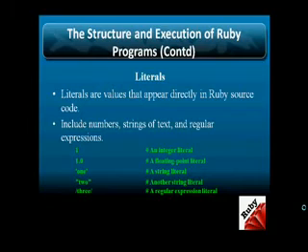Literals. Literals are values that appear directly in Ruby source code. They include numbers, strings of text, and regular expressions. Other literals such as arrays and hash values are not individual tokens but are more complex expressions. Ruby number and string literal syntax is actually quite complicated.